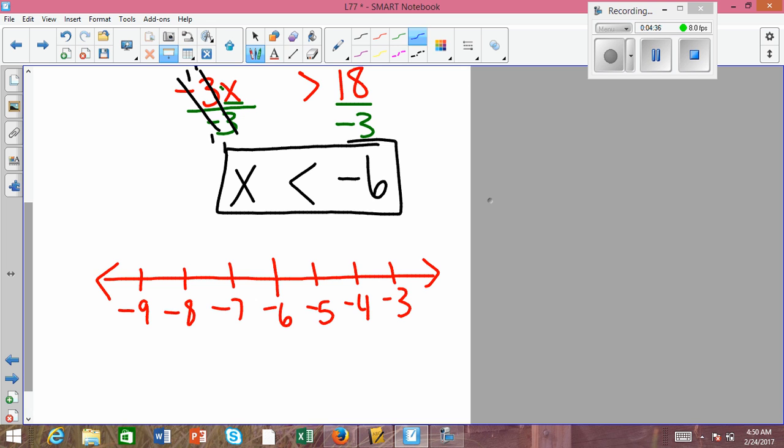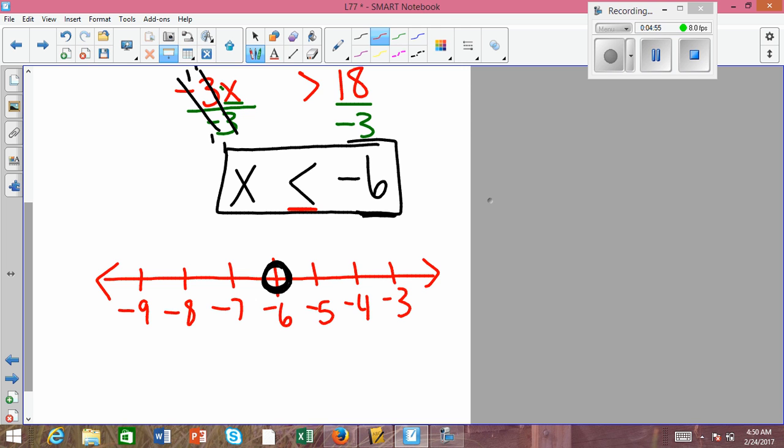We will then graph our solution. We need to circle negative 6. Remember our rules for less than. If it's less than or greater than, our circle is open. If there was an equal sign underneath it, here it would be filled in.